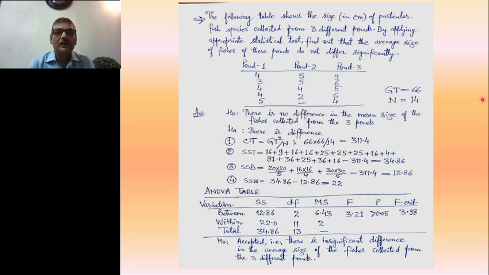We can understand this entire aspect by considering a particular case. Here in this case I am showing the following table, which shows the size in centimeter of a particular fish species collected from three different ponds. By applying appropriate statistical test, find out whether the average size of fishes of these three ponds differ significantly.